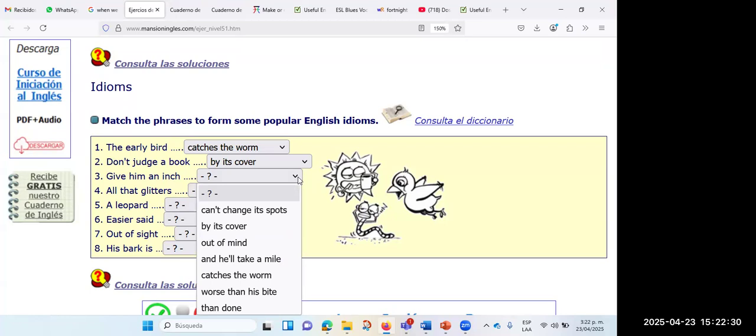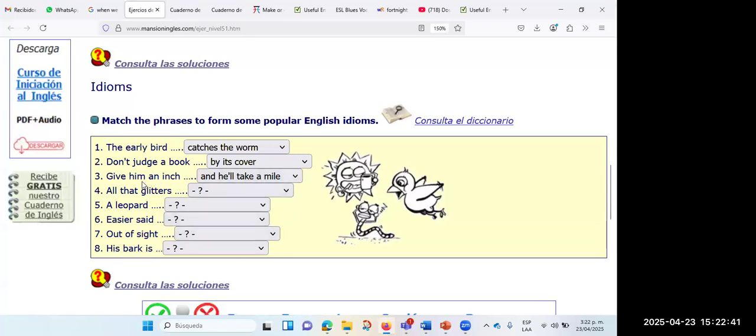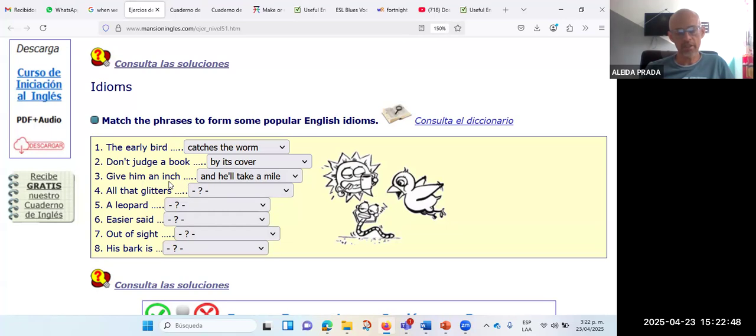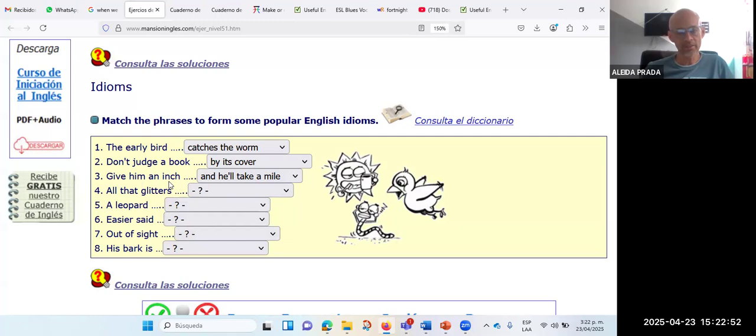And he'll take a mile. Yes, that's right. Sometimes we need finger, right? We say in Spanish pulgada, right? Inch, yes. It's a finger. It's a measurement. In Spanish, pulgada, no?